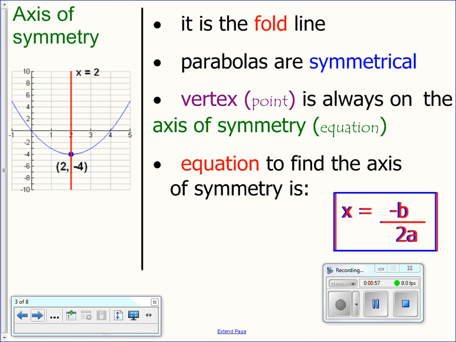The equation to find the axis of symmetry is negative b over 2a. It's just something you have to memorize. The axis of symmetry is negative b over 2a.